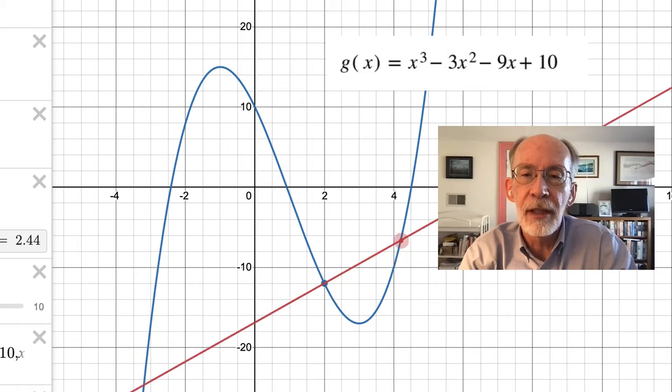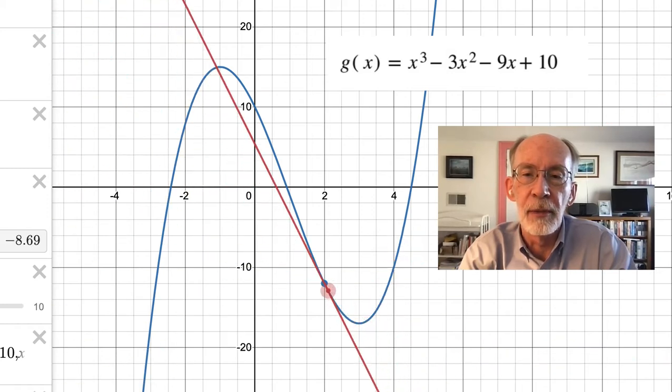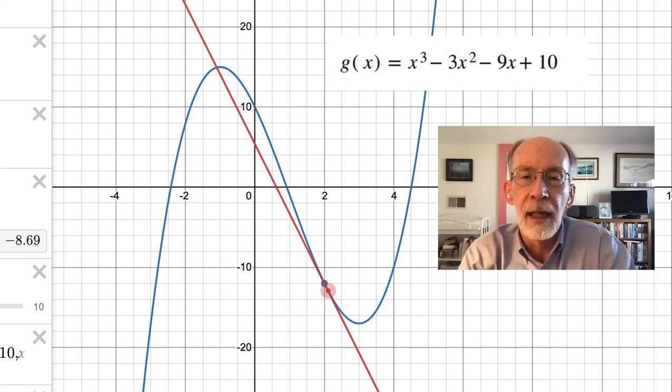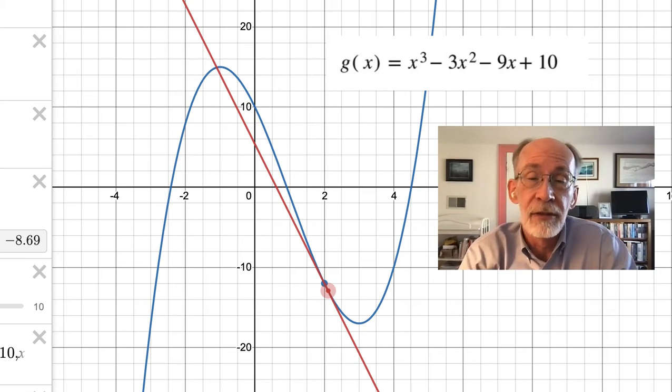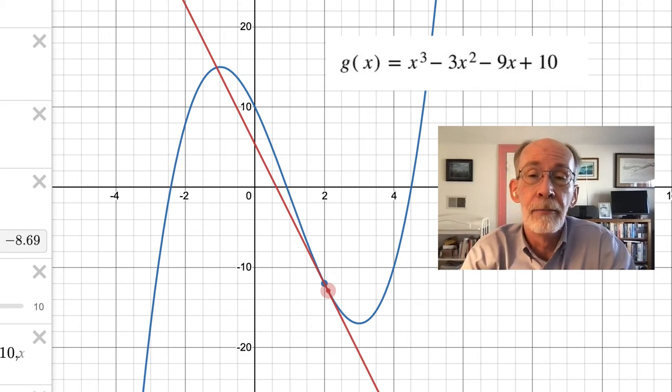If I do the same thing from the other side, if I let x naught approach 2 from the positive side, I find also that these secant slopes are in the neighborhood of negative 9. If you were to actually take the derivative of g and then plug in a 2, you would get the value of negative 9. So here's an instance where the function is continuous at that location, differentiable at that location.